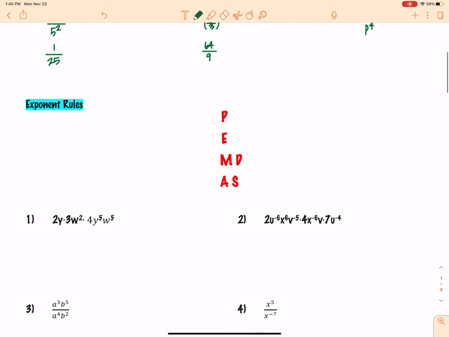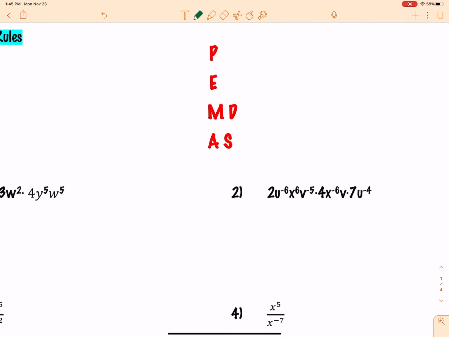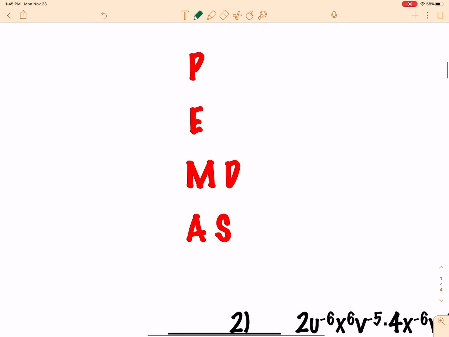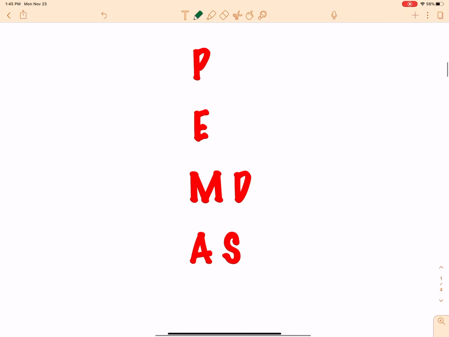Now we're going to review exponent rules. Again, I went over this in course readiness. The way I teach it, when I did Algebra 1, is like a PEMDAS rule. So you write PEMDAS vertically like this, and then we have 3 rules. We have our power rule. I'm just going to give you an example. Power.